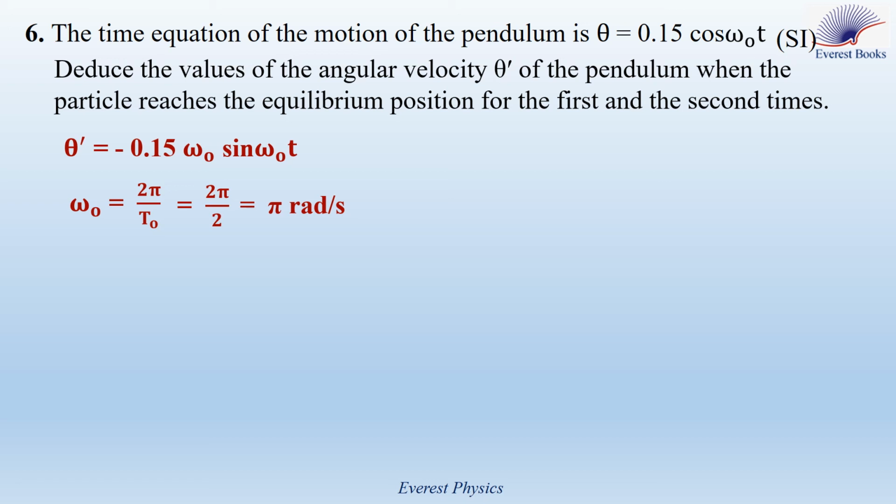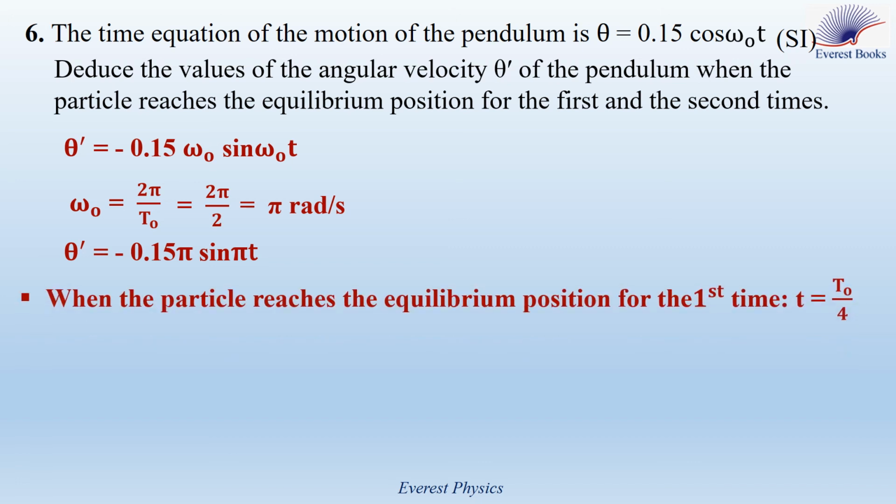Now replace omega 0 by its value, which is equal to pi radians per second. This is going to be theta prime equal to minus 0.15 pi sine pi t. But since the pendulum starts from one of its extreme positions, after a time T0 over 4, it passes through the equilibrium position for the first time.